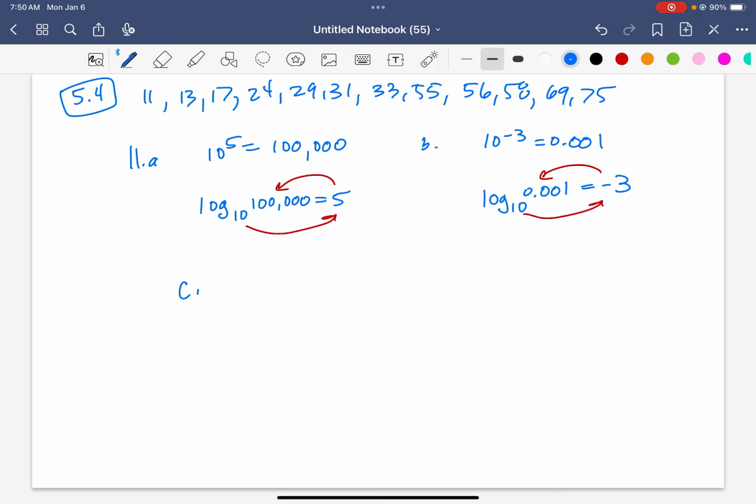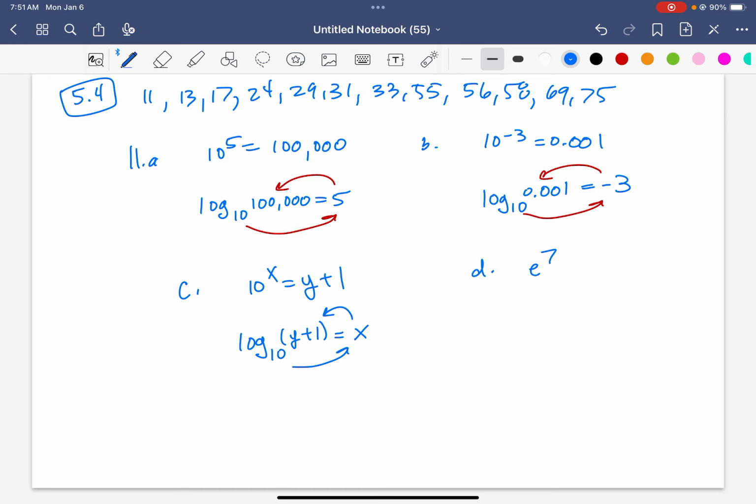Then if we look at c, it's 10 to the x is equal to y plus 1. Well, that would be log base 10. Since a log is just an exponent, the x goes over here because that's the exponent. And that's what we have. This to the this is equal to that.